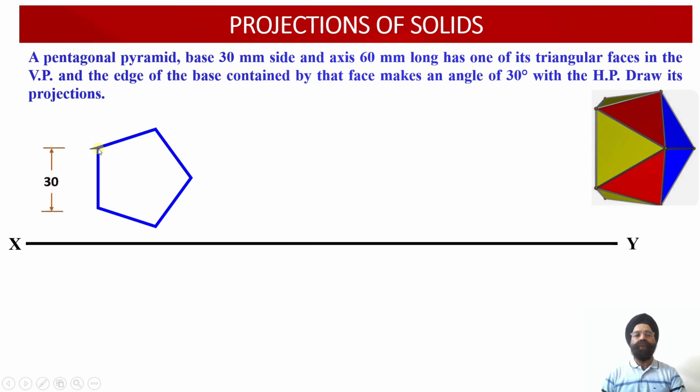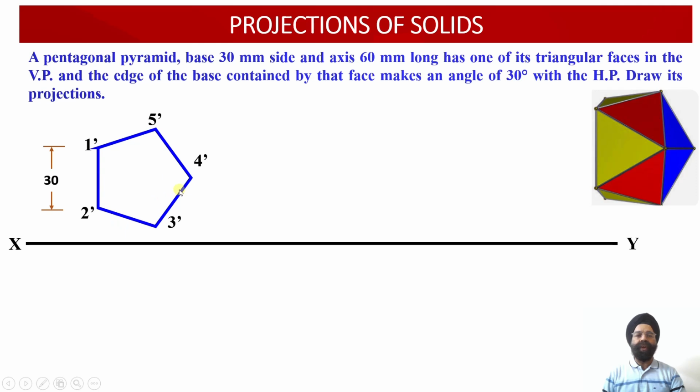So using the edge of the base equal to 30 millimeter, we have drawn this pentagonal projection into the front view projection, that is onto the vertical plane, and one of the edges of this particular pentagonal pyramid we have taken as perpendicular to the horizontal plane. So we have labeled the 5 corners of this pentagonal pyramid as 1 dash, 2 dash, 3 dash, 4 dash and 5 dash.